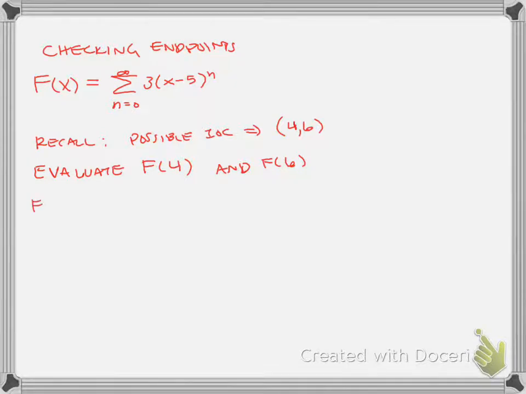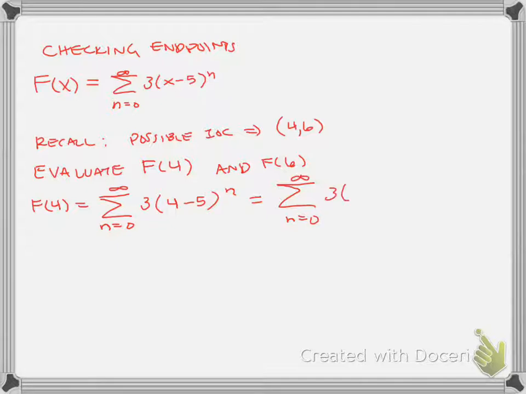Similar to what we did in example 3. Okay, so for f of 4, we're going to get the series, n goes from 0 to infinity, 3 times 4 minus 5 to the n, and that's the absolute value, n equals 0 to infinity, of 3 times -1 to the n.